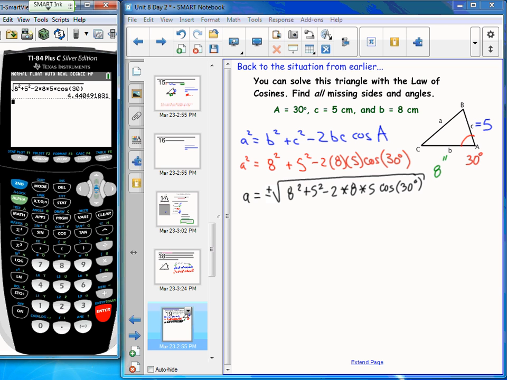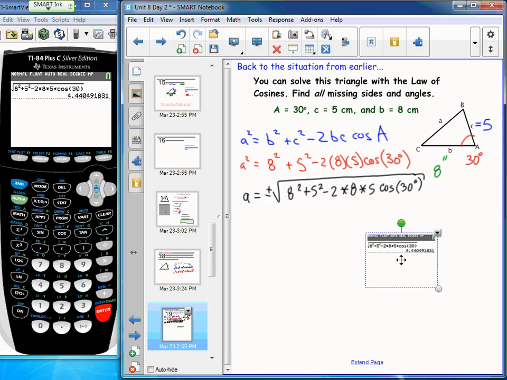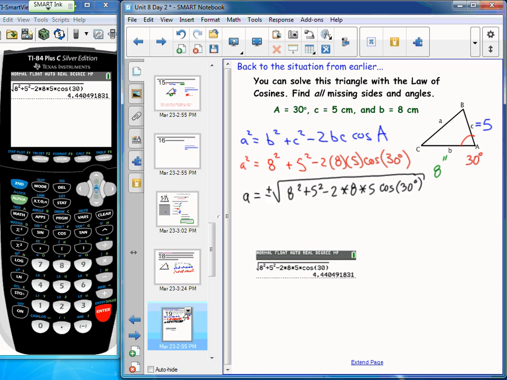Voila! I'm getting a side length that's about 4.44 centimeters. Does that seem reasonable? Well, I had 5, I had 8, so 4.44 seems in line, right? It's not something like the 13,062 that we got the other day. So, on the reasonableness of the answer, we'll say about 4.44 centimeters.